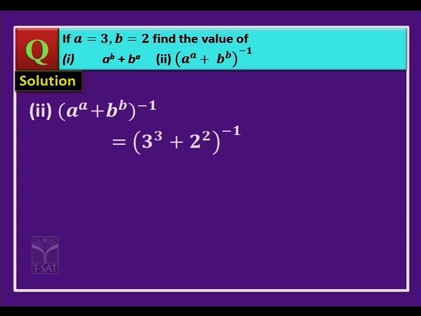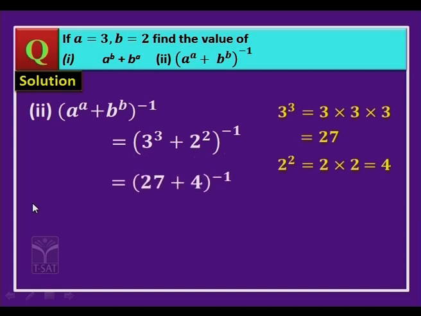A is 3. So, 3 raised to the power of 3. B is 2. 2 raised to the power of 2, whole power minus 1. Again 3 power 3, 3 into 3 into 3, 27. 2 square, 2 into 2, which is 4. Now, substitute these values, children. We get 27 plus 4 whole to the power of minus 1.